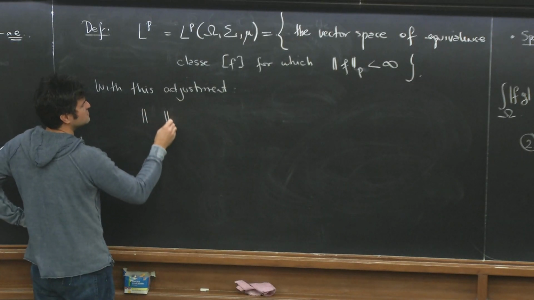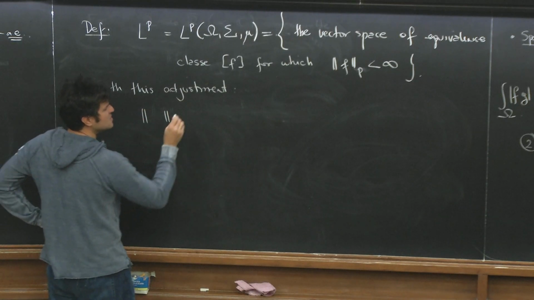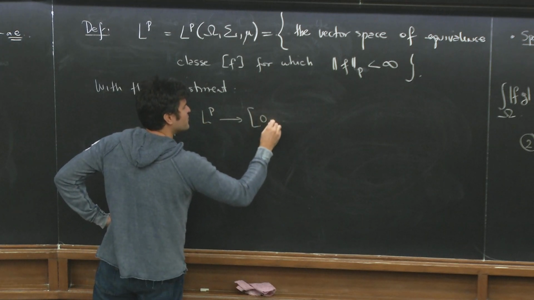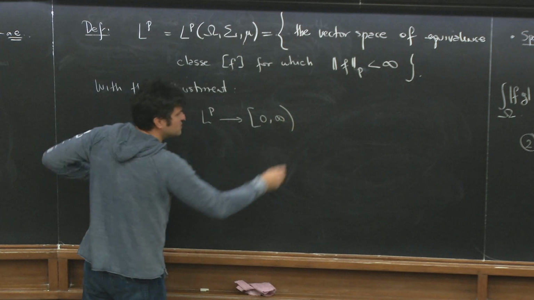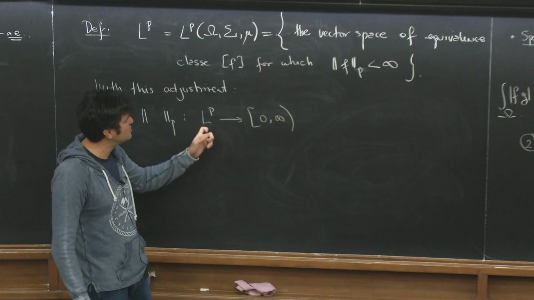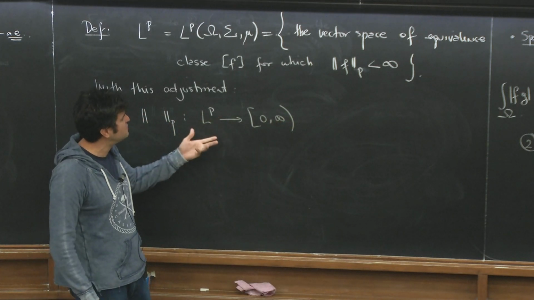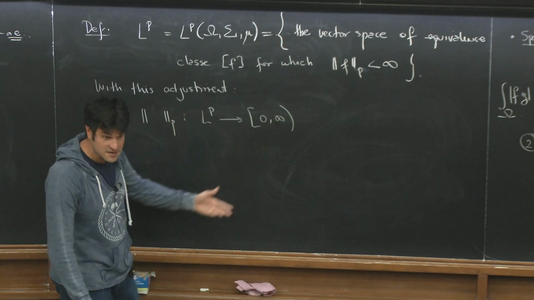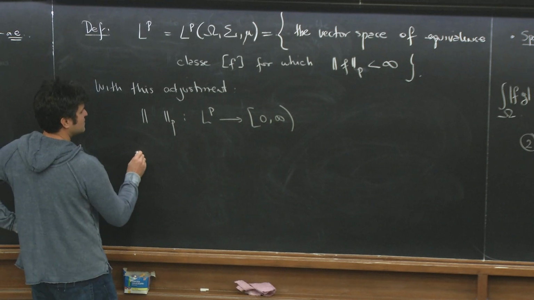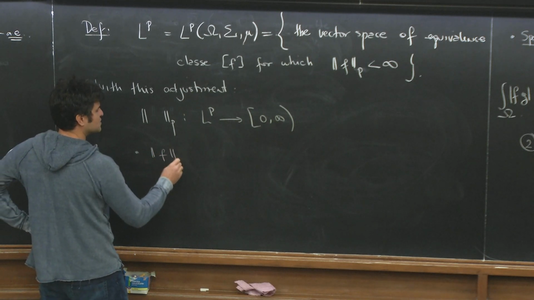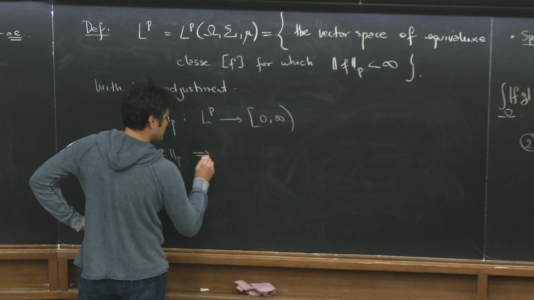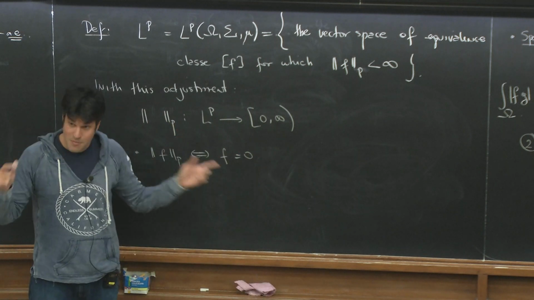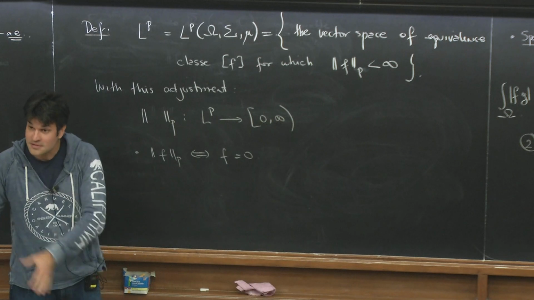Okay? Now, with this adjustment, my function, the norm p, goes from L^p to [0, infinity), open on the right. I'm not taking infinity here because L^p is the set of classes, the set of functions, such that this norm is finite. So this now, in fact, verifies the property: if the norm is 0, my function is 0, but now my function is 0 almost everywhere.